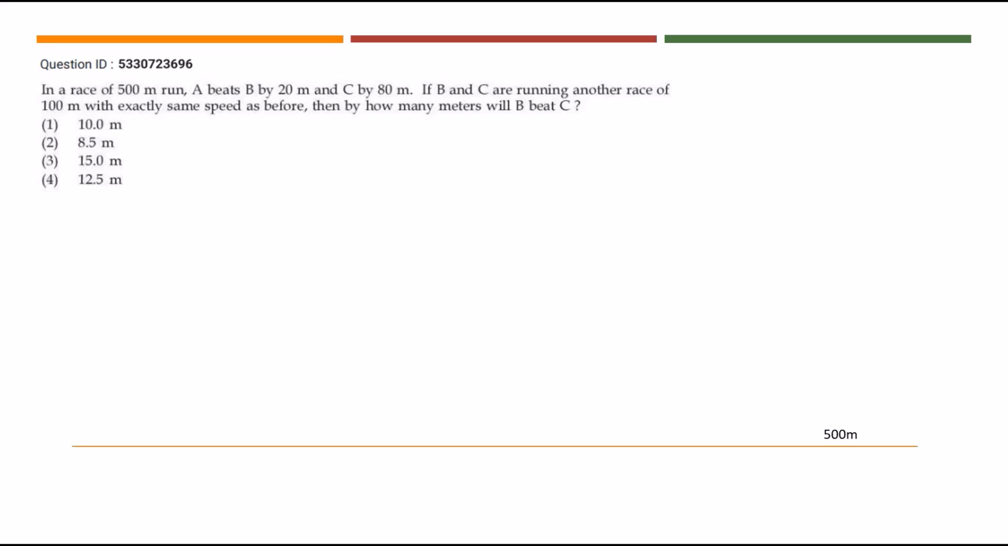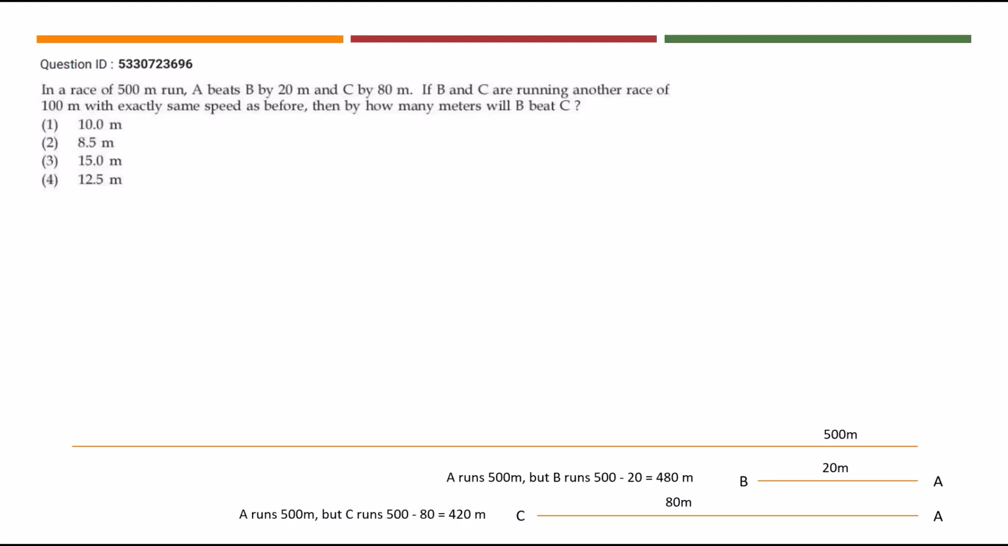Now let's take a 500 meter lane here. A is beating B by 20 meters and A is beating C by 80 meters, which states that A is the winner because it has reached 500 meters, but B and C are lagging behind. If A runs 500 meters, B will run only 500 minus 20, which is equal to 480 meters.